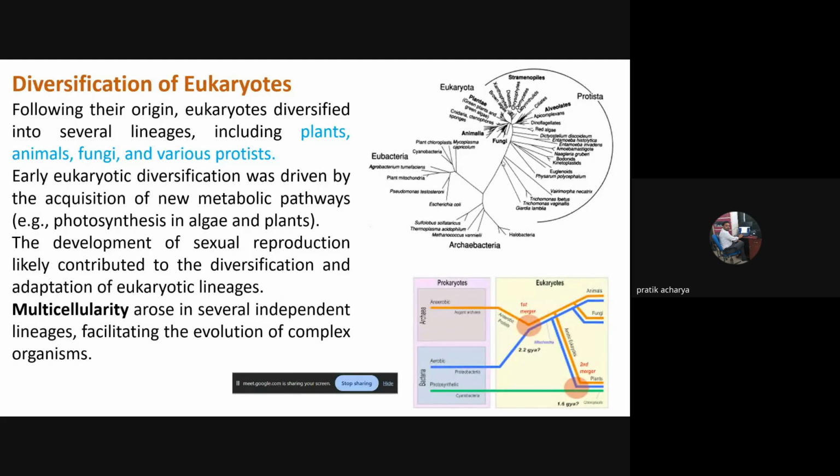Major events for the diversification, some events we have discussed. Endosymbiosis is one of the major events for the diversification. Sexual reproduction is another event for the diversification. Multicellularity is an event for diversification. Colonization is another event for diversification. So these are different events for diversification of eukaryotic cells.